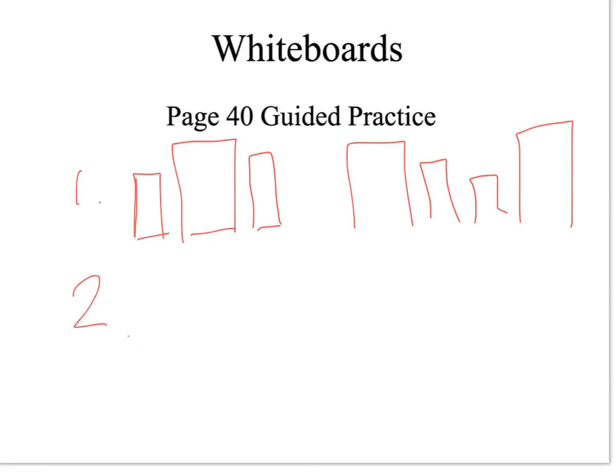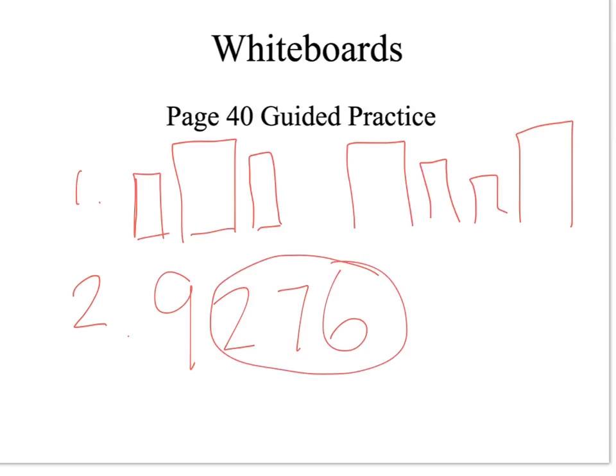Number 2 is a number pattern. It says write the next 3 numbers to continue the pattern. So the pattern is 92769, 92769. So the repeating unit would be 9276. So if we look, it keeps repeating 9276, 9276, and then it starts with 9. So the next 3 numbers would be the last 3 numbers of the repeating unit.